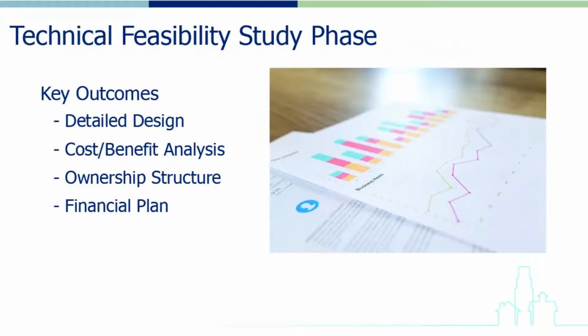Key outcomes of the feasibility study phase, or the audit grade study, are a detailed design of the microgrid from a technical and economic perspective, a cost-benefit analysis of the proposed microgrid, a proposed ownership structure for the microgrid, and a financial plan. Let's unpack each one of these in a little bit more detail.